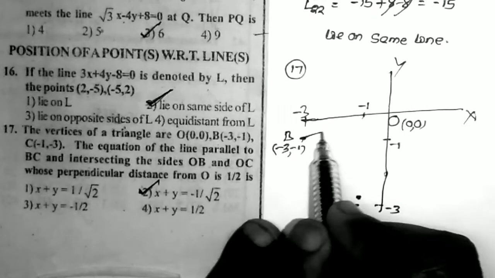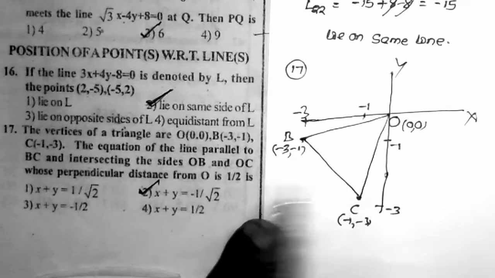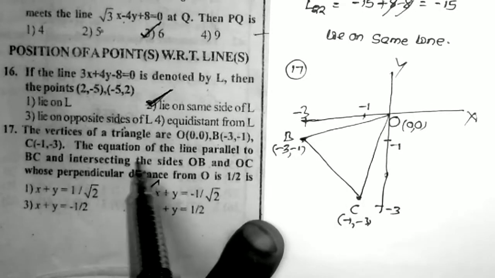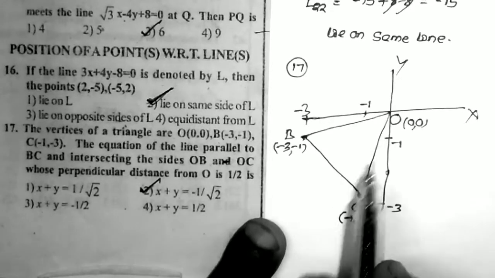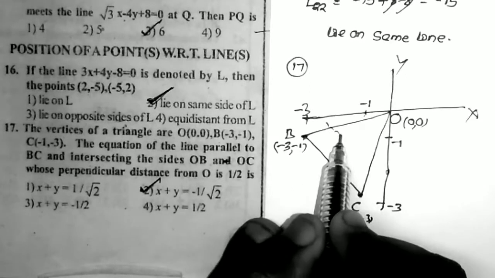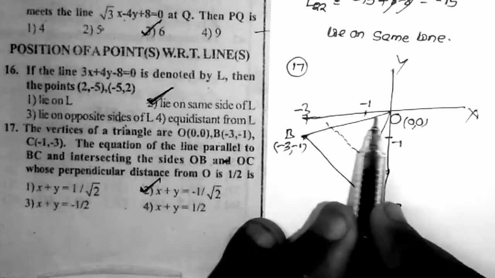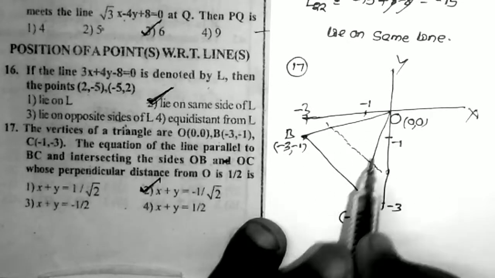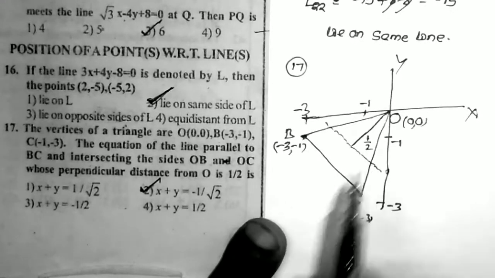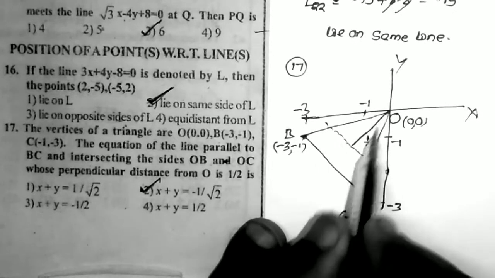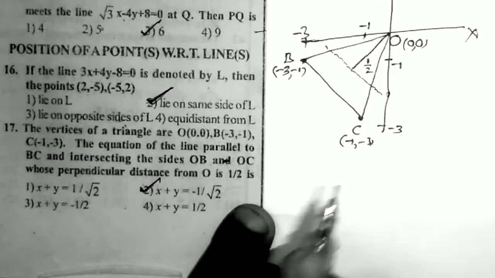Now just join the vertices, O, B, C. So OBC is a triangle. Now what is given? The vertices of a triangle are given. We want the equation of the line parallel to BC and intersecting the sides OB and OC. That is, we want the line which is parallel to BC. So this is the line parallel to BC, and this line intersects the sides OB and OC like that. Also given is that its perpendicular distance from the origin is 1/2. Here the line is at a distance of 1/2 from the origin. So this is the given data. Now we have to find the equation of this line.